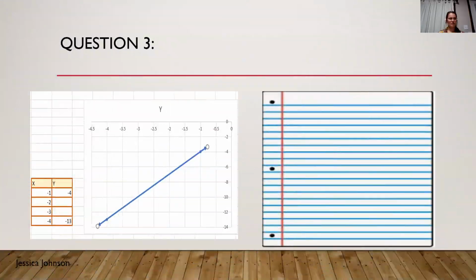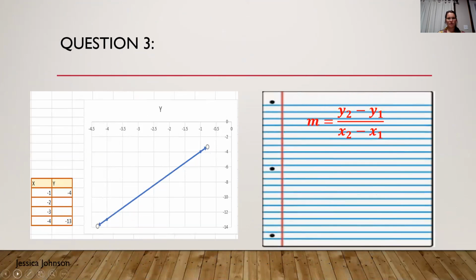Then we are given another 2 points. We are given -1 for x and -4 for y, and -4 for x and -13 for y. Here our line is going downward and to the left, and we know this because of the negative on the x and the y axes. And let's figure the slope.